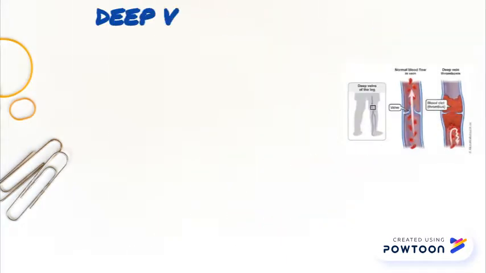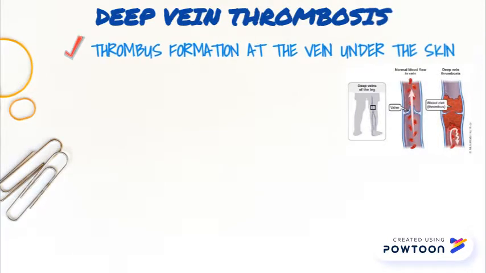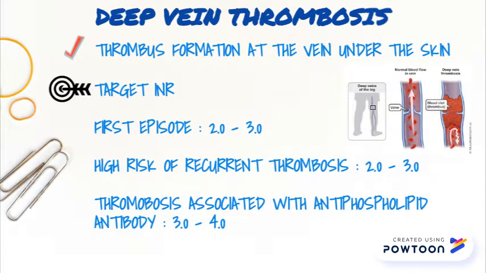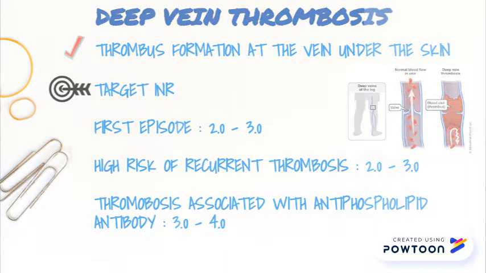Deep vein thrombosis happens when there is thrombus formation at the vein underlying the skin, usually at the peripheral. The target INR for warfarin used during the first episode will be 2 to 3. High risk of recurrent thrombosis is 2 to 3, while thrombosis associated with antiphospholipid antibody will be 3 to 4.